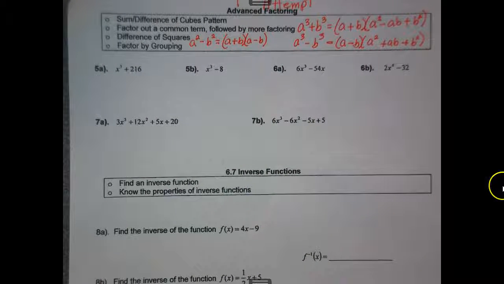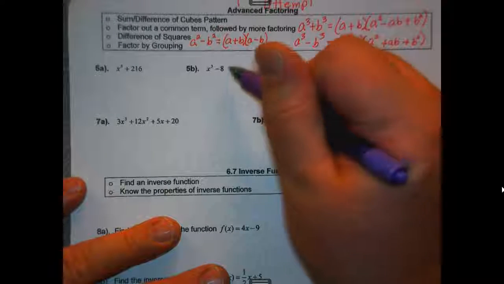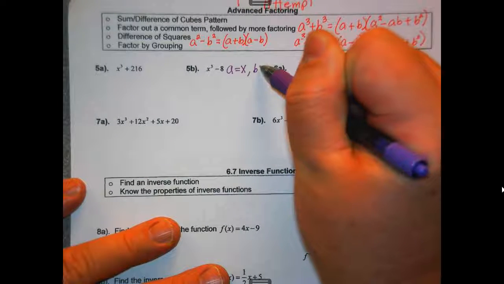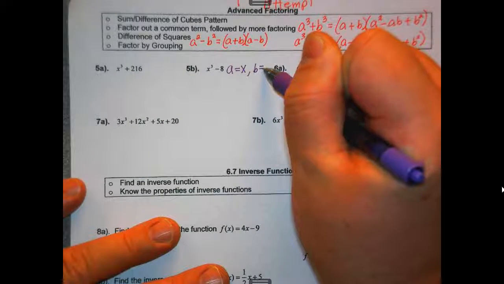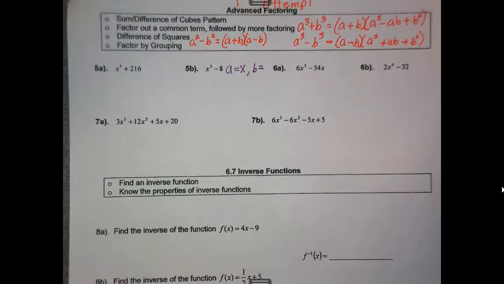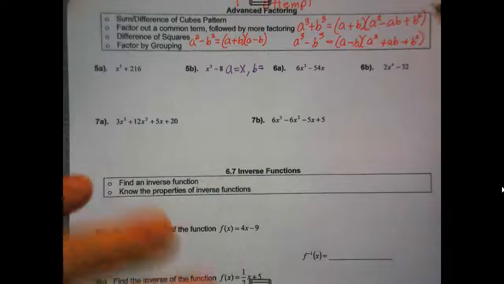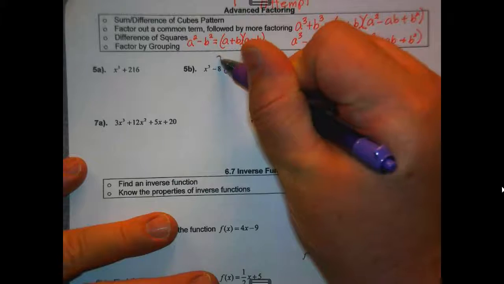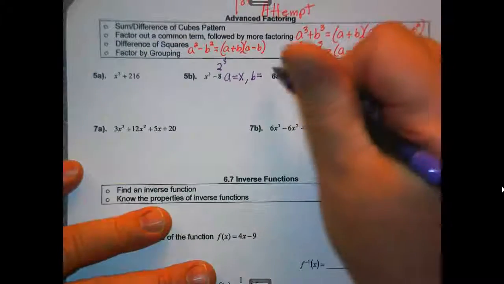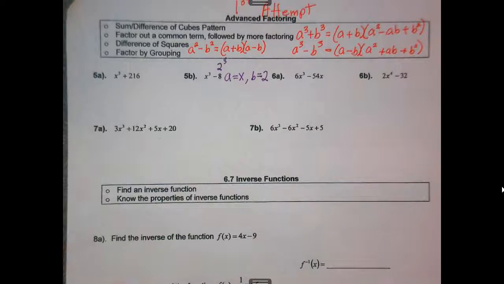All right. Let's see. We got to do the b's, right? Number 5. What's my a? What's my b? What's being cubed? What's my base? Because this is where I made my mistake with the other video. It's 2 cubed, isn't it? So my base is 2. Yeah, I did the same thing. Okay.